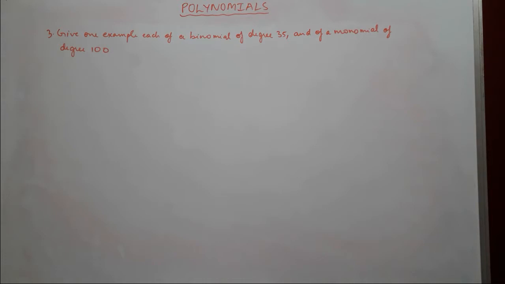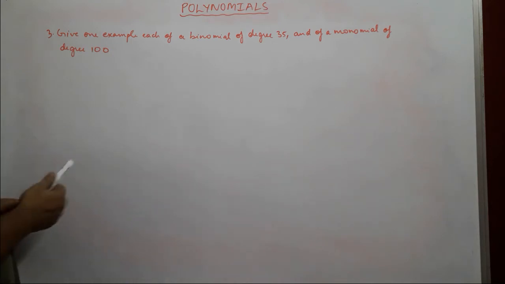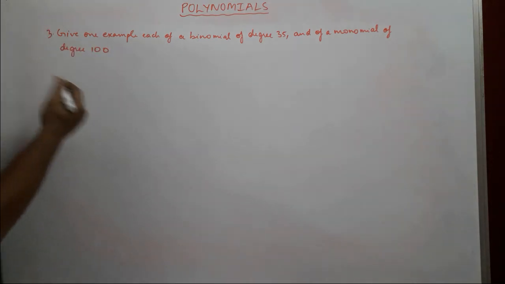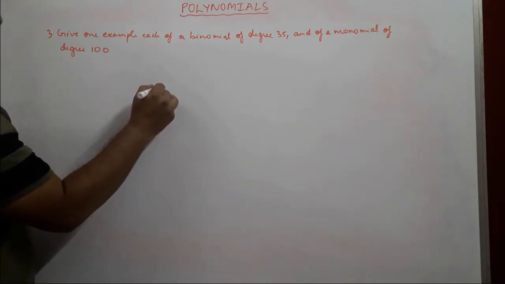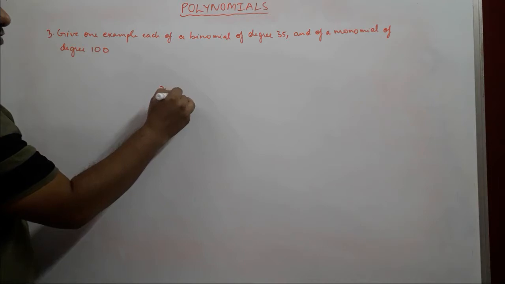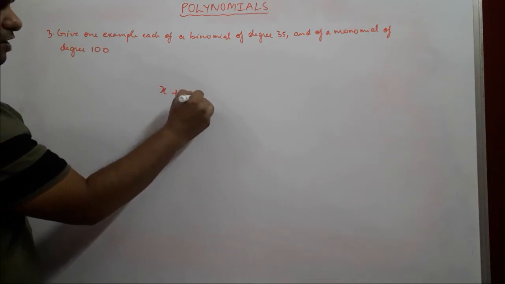The question says, give one example each of a binomial of degree 35 and of a monomial of degree 100. So what is a binomial? A binomial is a type of polynomial which is made up of two terms, and a monomial is a polynomial made up of just one term. So let's say the binomial is some term x plus 35.